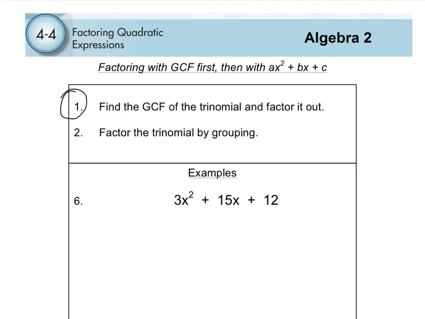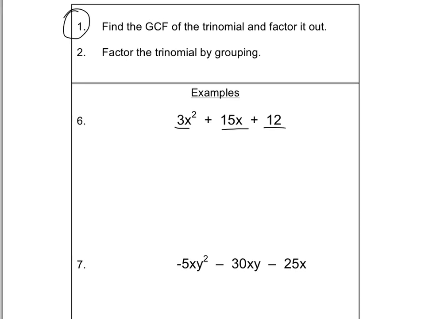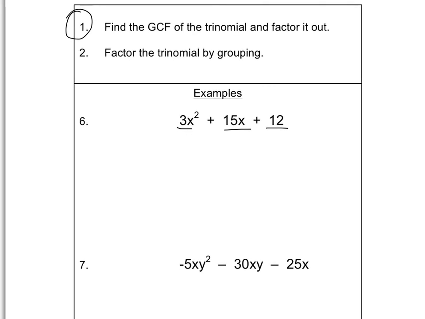As you look at all three terms here, what do you notice they all have in common? Well, you'll notice that a 3 goes into all three numbers. So what I'm going to do now is take my GCF out, factor the 3 out. 3 divided by 3 is 1, so I've got an x squared. 15 divided by 3 is 5, so I have a 5x. And 12 divided by 3 is a 4.